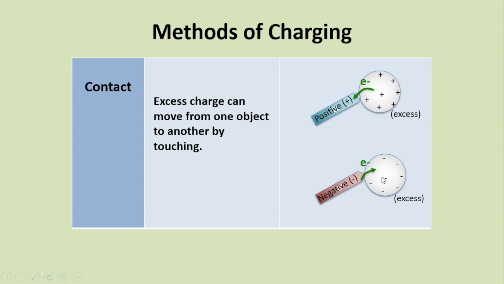And then down here, we have a negative rod and a neutral sphere. A neutral sphere is more positive than a negative rod, meaning that the electrons are going to go from the negative rod over to the neutral sphere, now making the neutral sphere negative. And the rod is going to still maintain an overall negative charge, just less negative than before.